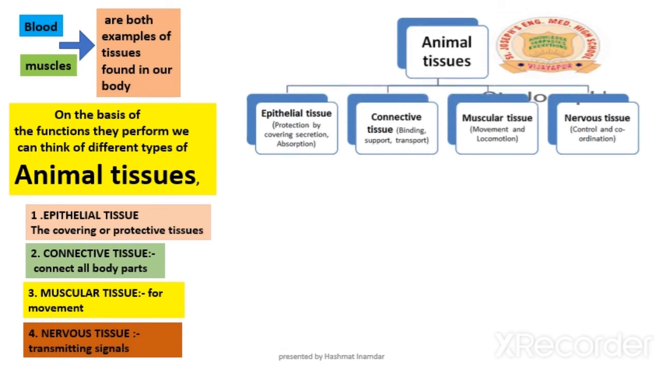So in total, animal tissues are of 4 types. Epithelial tissues are for protection, but they provide protection by covering, secretion and absorption, whereas connective tissues provide binding, support and transport. Muscular tissues are meant for movement and locomotion. Likewise, the nervous tissues are meant for control and coordination of the body.